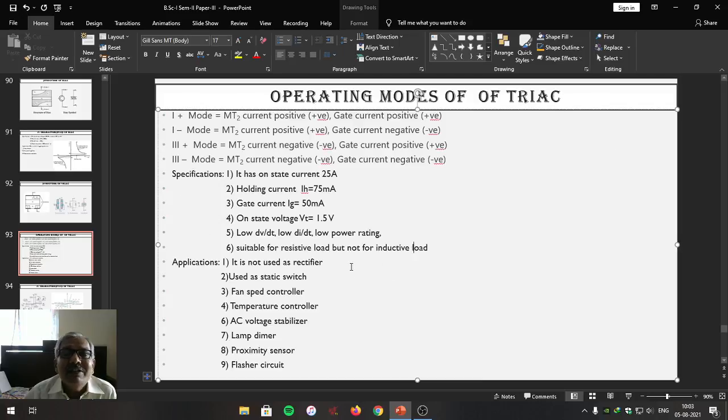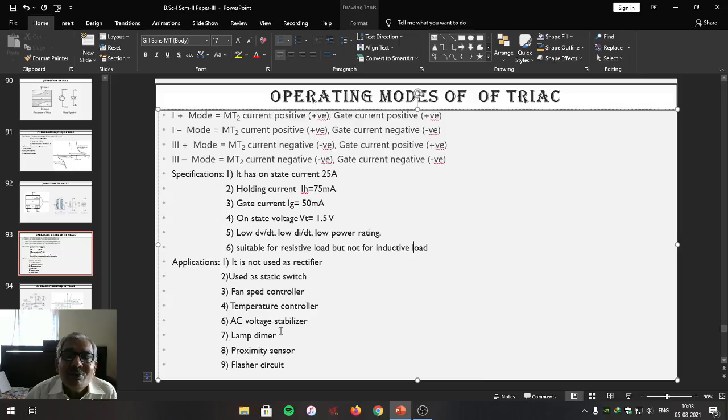Then let me see the applications of the triac. A triac is not used as a rectifier. A triac is used as a static switch. A triac is used in fan speed regulators or fan speed controllers, which we are using in practice in today's controlling technique. A triac is also used as a temperature controller.